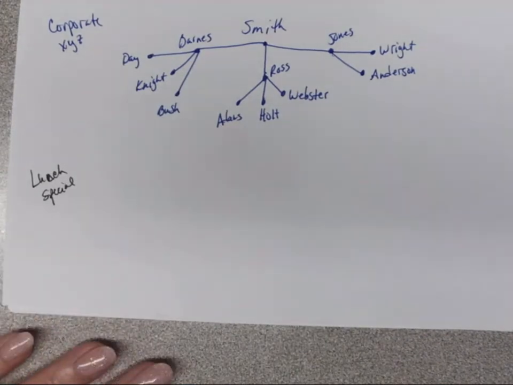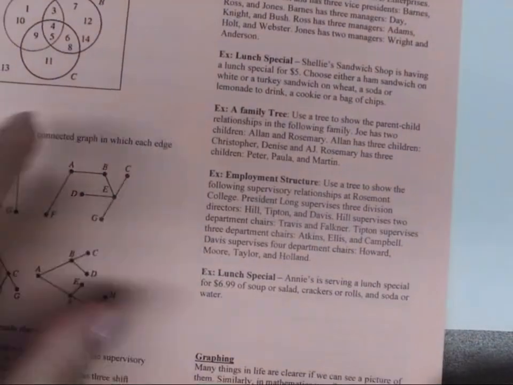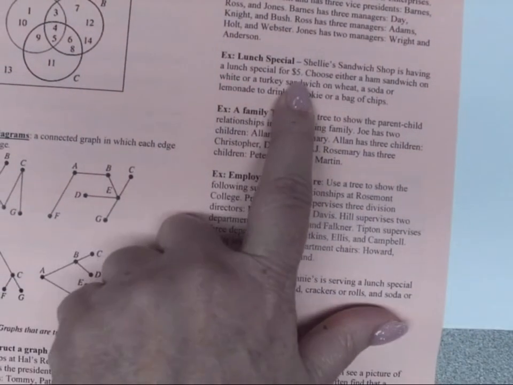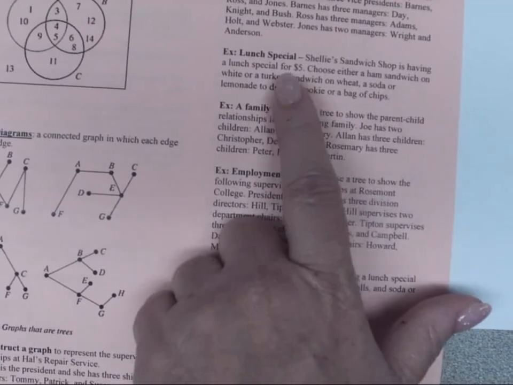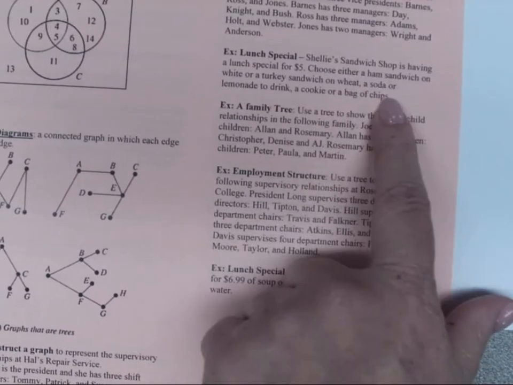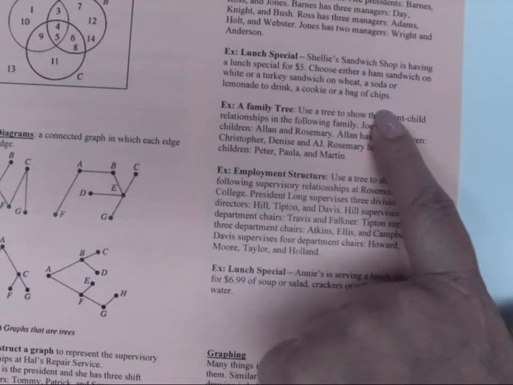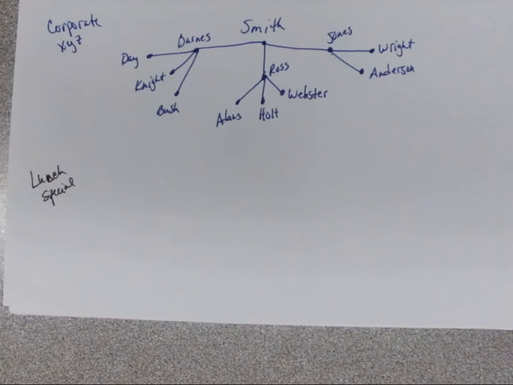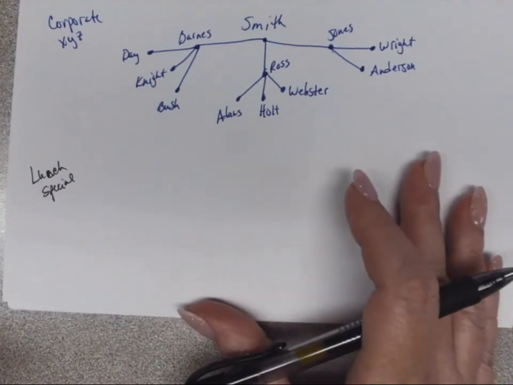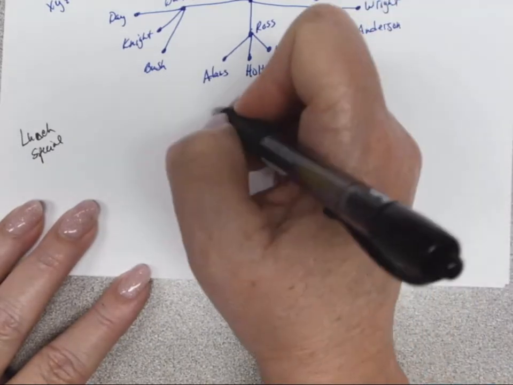All right, so Shelley's Sandwich Shop is having a lunch special for $5. You can choose either a ham sandwich on white or a turkey sandwich on wheat, a soda or a lemonade to drink, a cookie, or a bag of chips. So this one has a little bit more to it. We're going to actually have a little bit more in our tree. So we're at Shelley's Sandwich Shop.